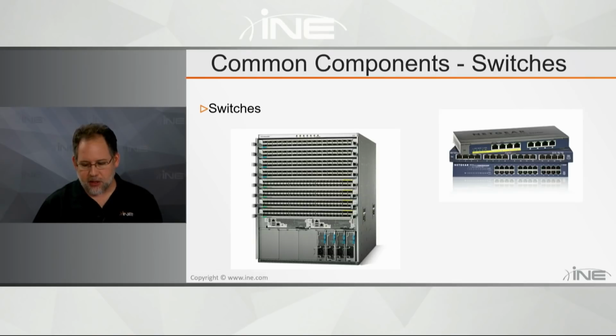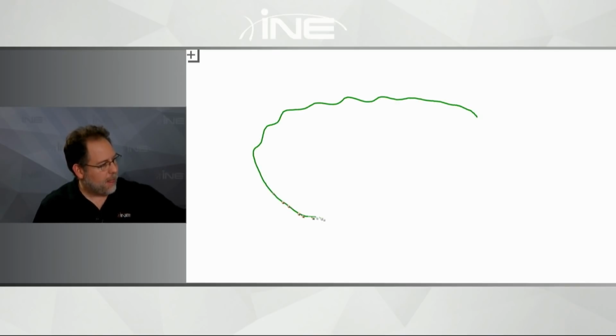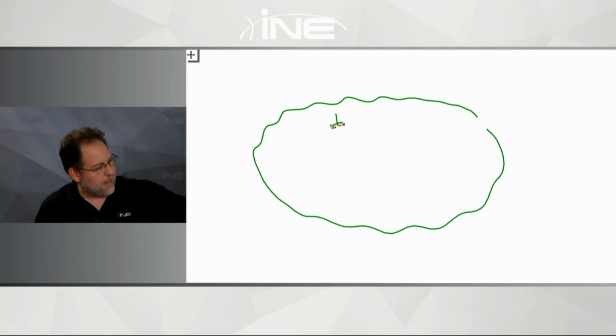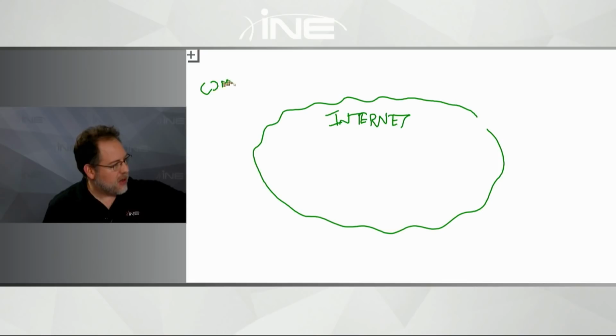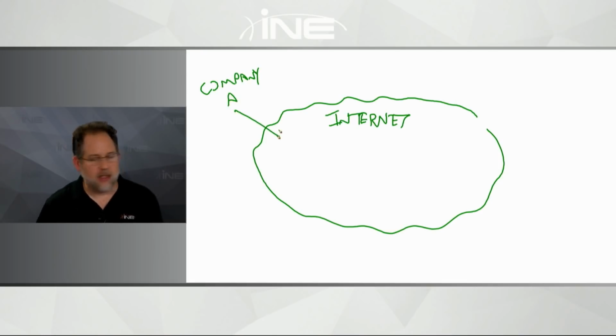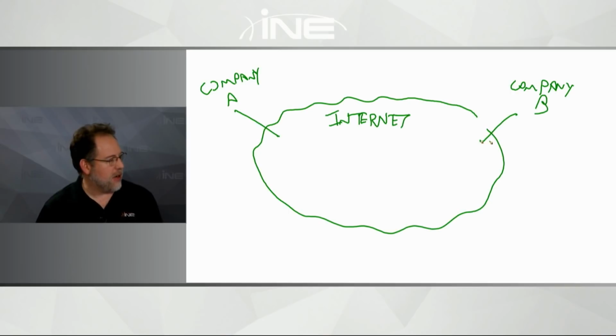Another thing a router can do that switches don't do is when you're talking about wide area networks, like let's say this here represents the internet. Okay, and this over here represents some company. We'll just say company A. They're connected to the internet. And over here is company B. They're connected to the internet. Now they're connected via routers.